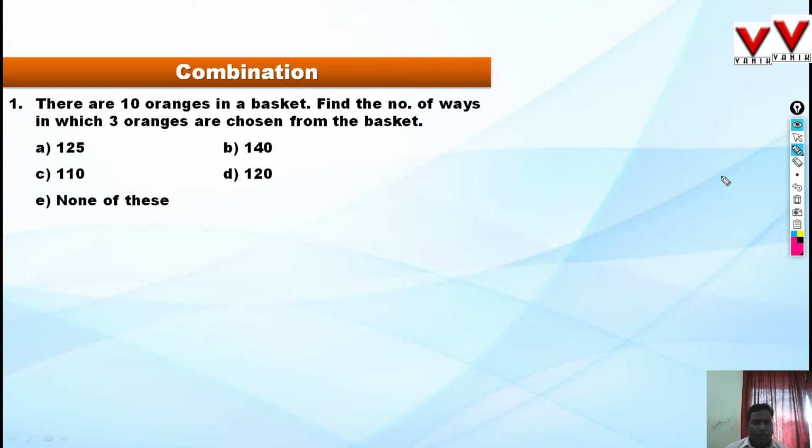There are 10 oranges in a basket. Find the number of ways in which 3 oranges are chosen from the basket. 10C3 means 10 factorial divided by 3 factorial into 10 minus 3, 7 factorial.